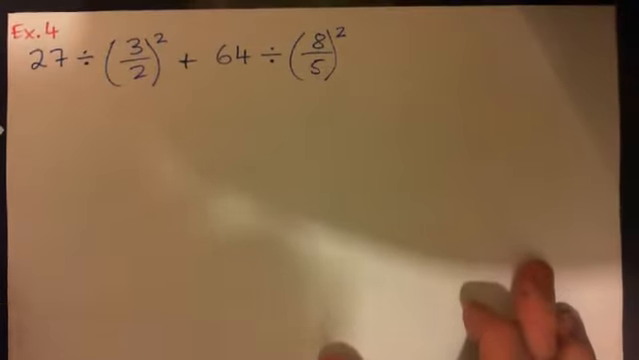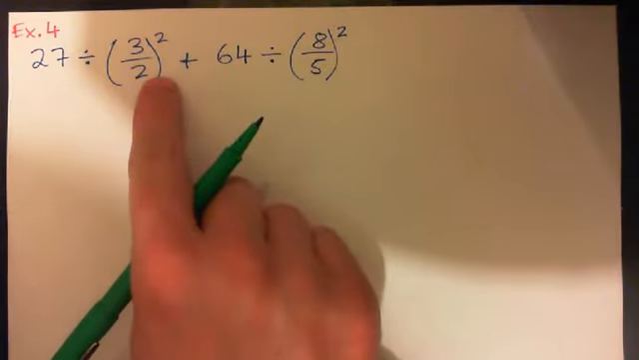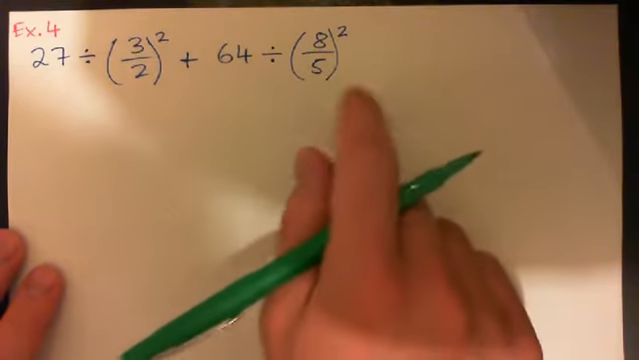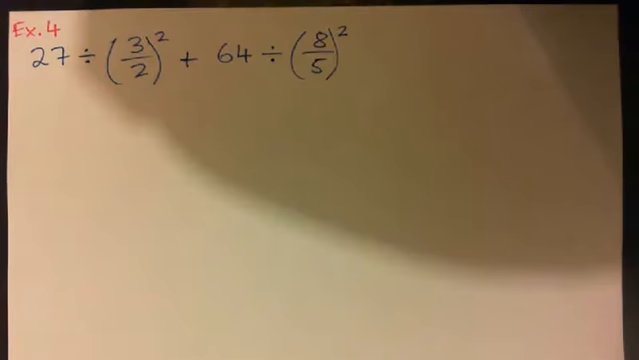So let's have a look at example 4. It is 27 divided by 3/2 squared and then plus 64 divided by 8/5 squared. So it's pretty much the same as what we've just been doing, only it's a little bit longer. But we need to think about the order of operations again, of course.